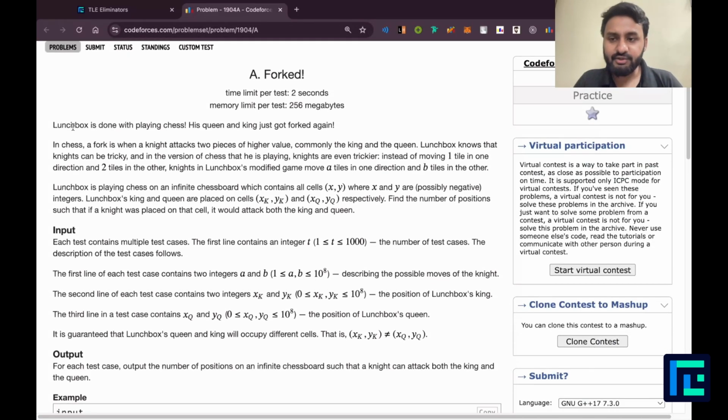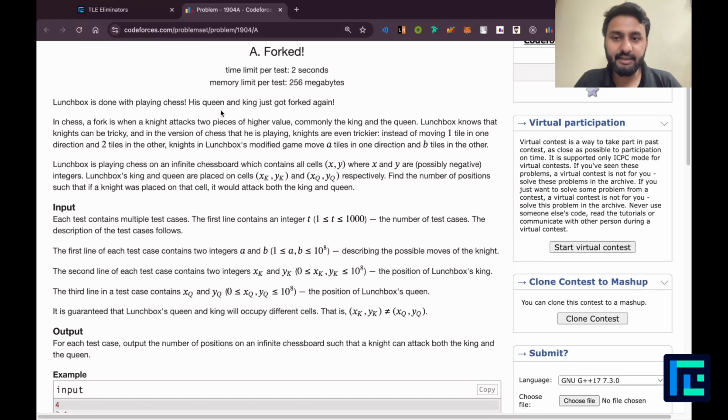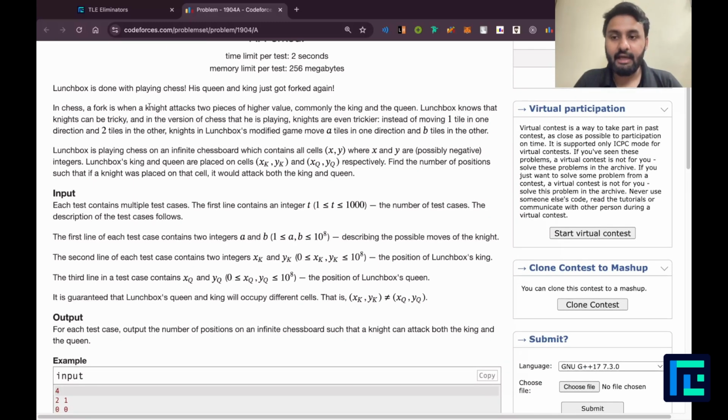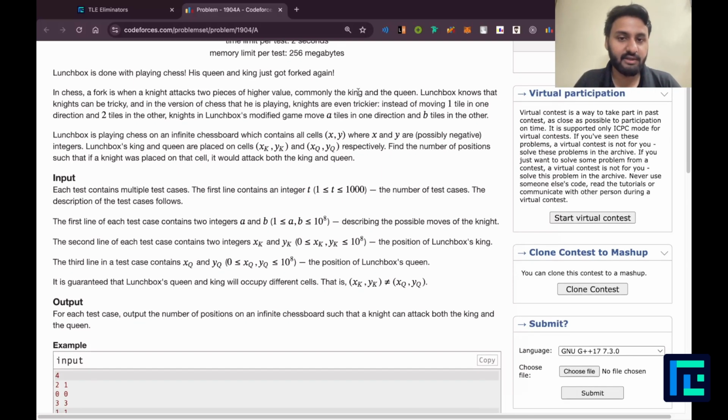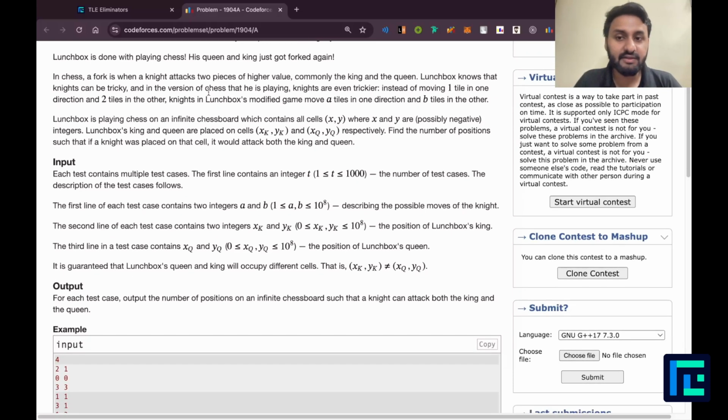Okay. Lunchbox is done with playing chess. His queen and king just got forked again. In chess, a fork is when a knight attacks two pieces of higher values, that is commonly the king and queen. Lunchbox knows that the knights can be tricky, and in this version of chess he's playing, knights are even trickier. Instead of moving one tile in one direction and two tiles in the other direction, knights in Lunchbox's modified game move A tiles in one direction and B tiles in the other direction.